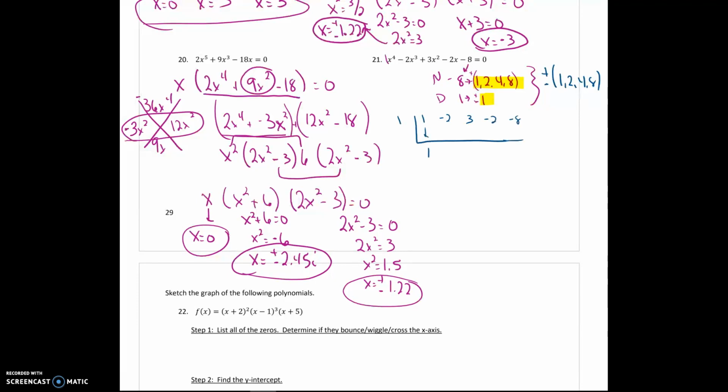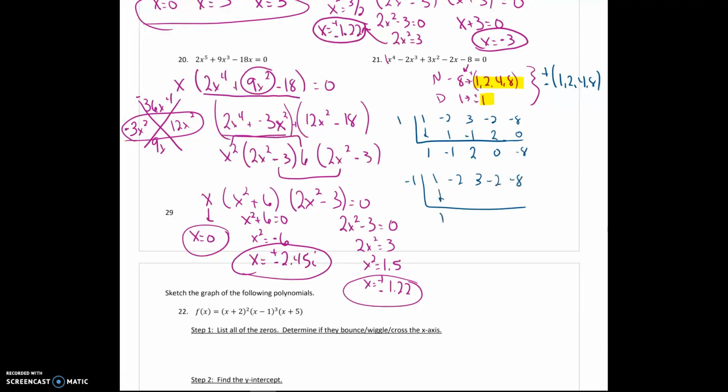So bring down the 1, 1 times 1 is 1, add those up, get another negative 1, I'm adding up, multiplying again, and it didn't work. I didn't get 0 at the end. So 1 doesn't work. So now what I'm going to do is try negative 1. So let's come over here. Here's negative 1. Oops, make that a 3.